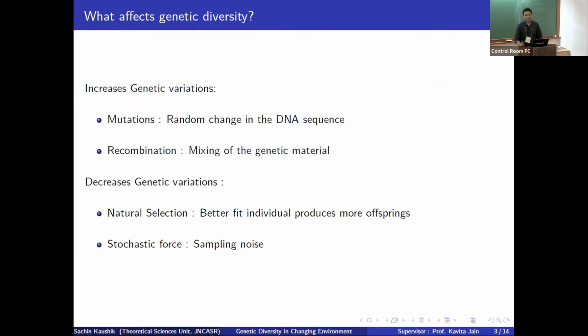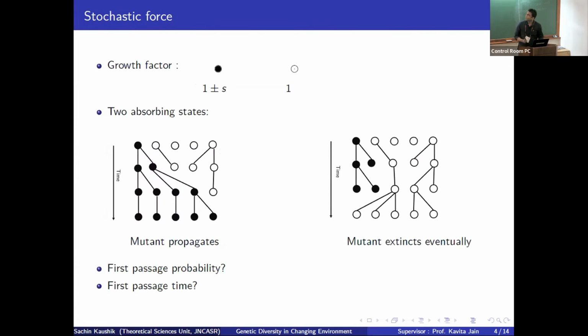Usually, more diversity is considered better for the population. What I mean by stochastic force is, consider a system where the population size is finite. Let's say the food availability is finite. Then the population consists of two types, the dark one and the white one, and the dark one has a growth advantage. Let's say they have a higher growth factor compared to the white one, 1 plus S. Then we expect intuitively that since they are advantageous, their population will start increasing and they will start replacing the white one, and eventually they will propagate into the entire population.